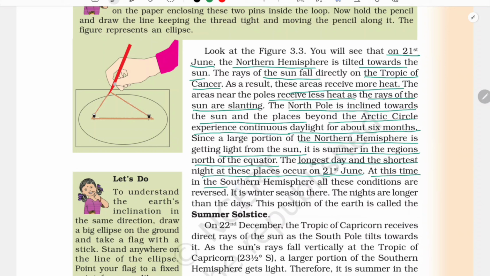At this time in the southern hemisphere, all the conditions are reversed. It is winter season there. The nights are longer than the summer days. This position of the earth is known as summer solstice. So we'll understand this concept.